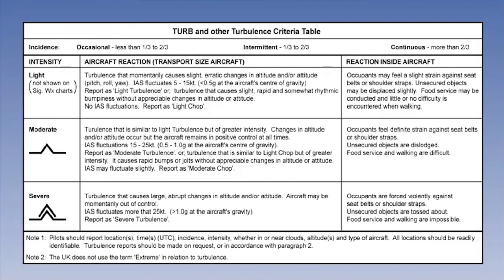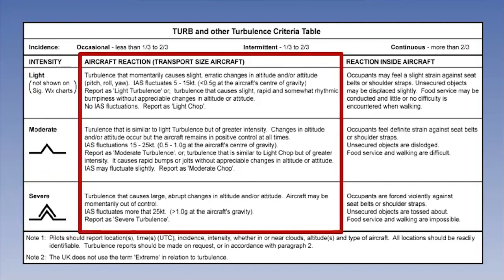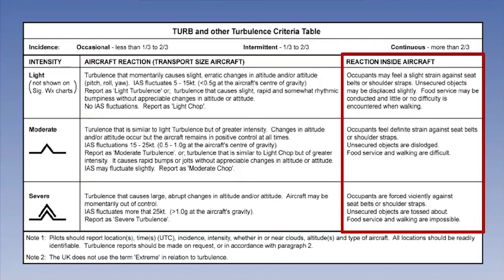Let's now look at how we actually report turbulence. The table shown here relates to the three levels: light, moderate, and severe. Each intensity is described using both aircraft reactions and occupant reactions.